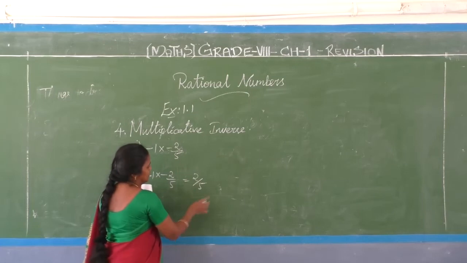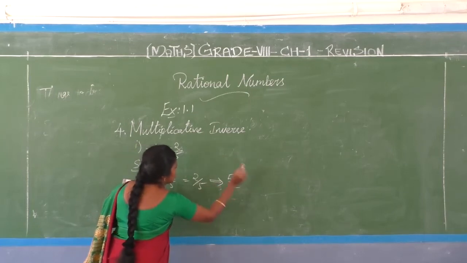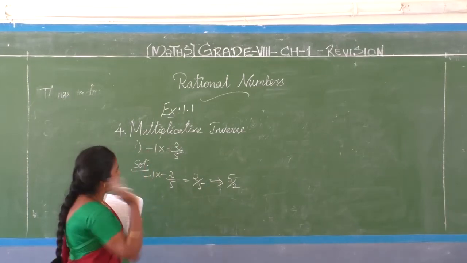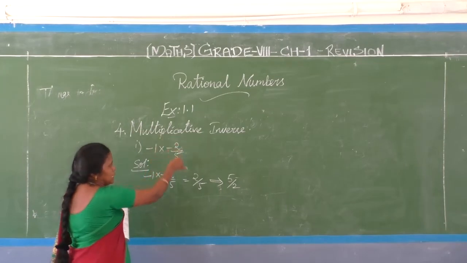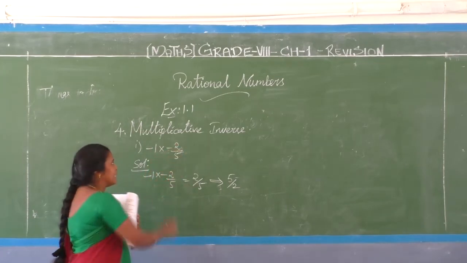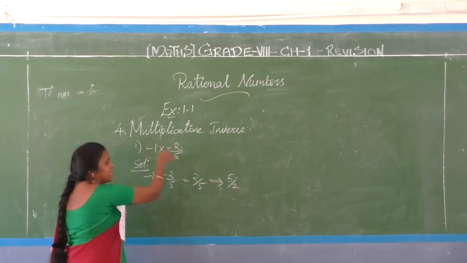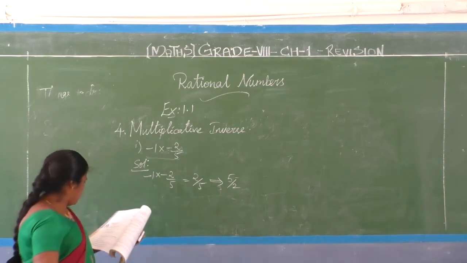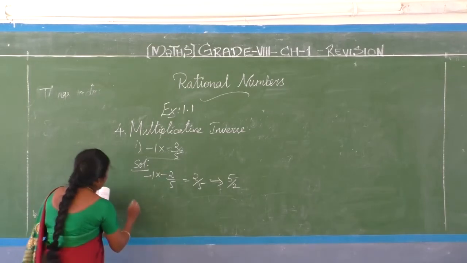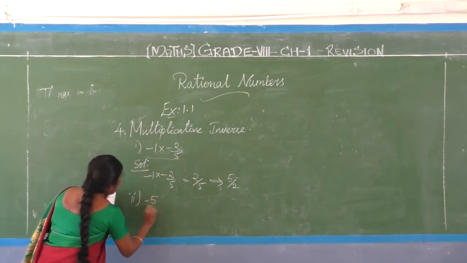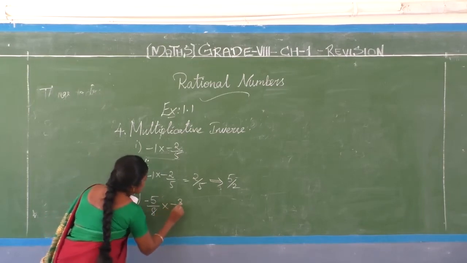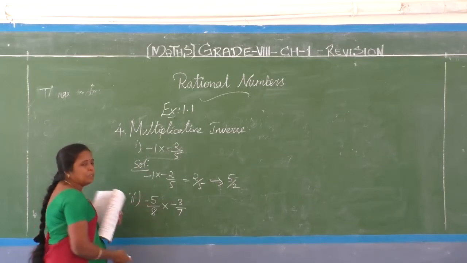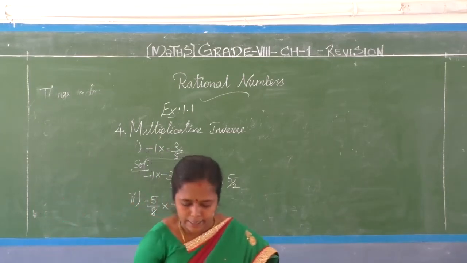That reciprocal is, what comes? 5 by 2. So 5 by 2 is the multiplicative inverse of minus 1 into minus 2 by 5. Clear? So multiplicative inverse means you have to interchange the numerator and denominator of the fraction. But in this situation, first of all you have to simplify the given question and then change the required part. One more question again: minus 5 by 8 into minus 3 by 7. For this we have to find the reciprocal. Clear? Can you do the reciprocal directly? No. First of all you have to solve the sum and then take the reciprocal.